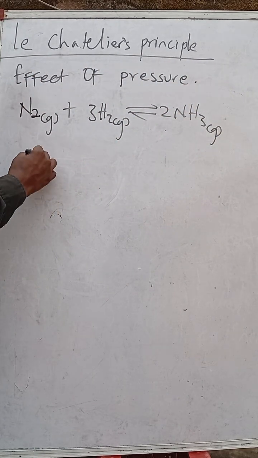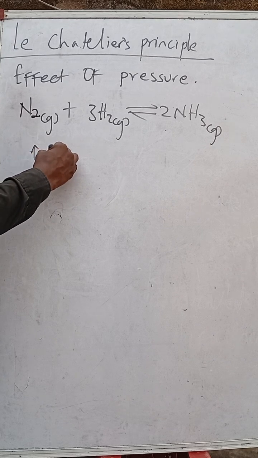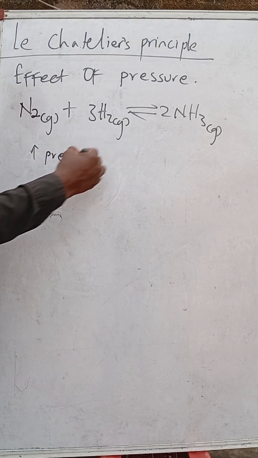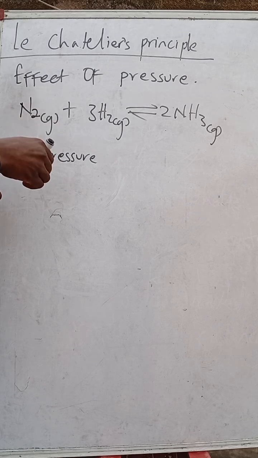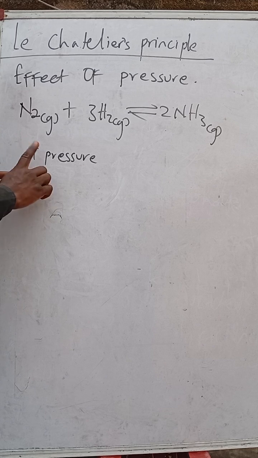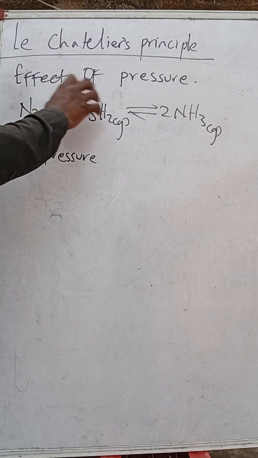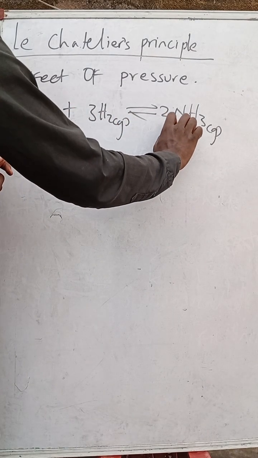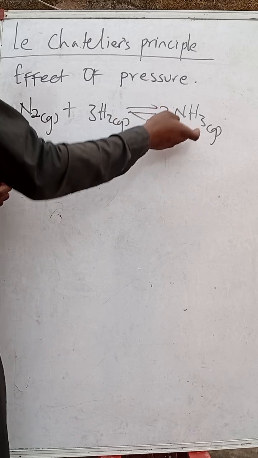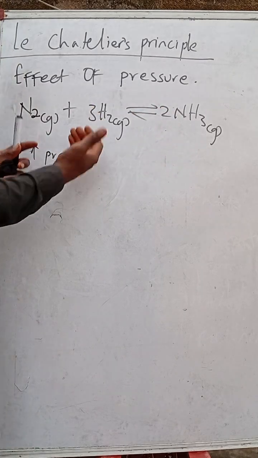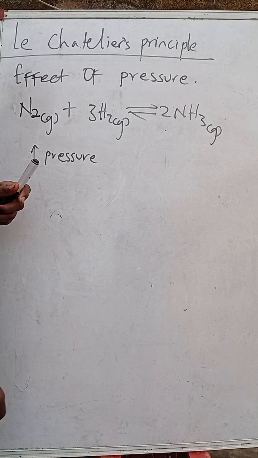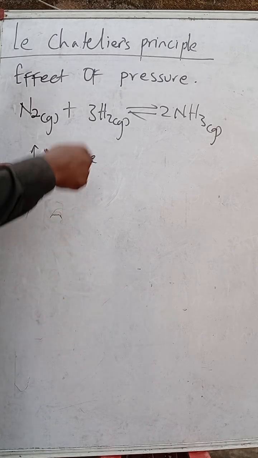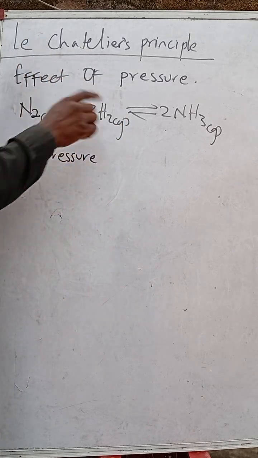The reason is because an increase in pressure shifts equilibrium to the side with the lesser number of moles of gases, or put directly, to the side with lesser volume. The volume of gases here is 1 mole plus 3 moles, a total of 4. The number of moles of gases here is 2 moles. So this side has a lesser number of moles than this side. So increase in pressure shifts equilibrium to the side with lesser moles, just like Boyle's law: increase in pressure, decrease in volume. So increase in pressure favors the side with lesser volume.